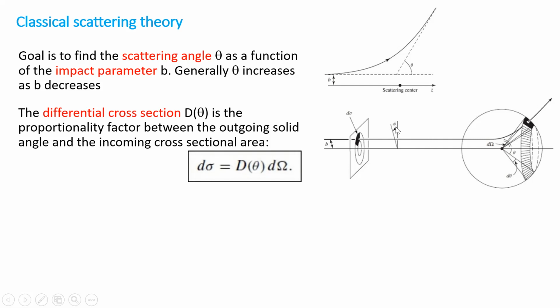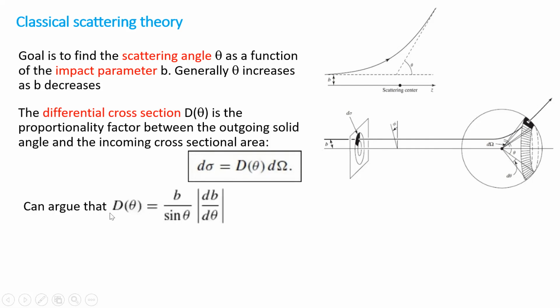It generally doesn't depend on this angle phi, because most scatterers have symmetry around the axis, and so there's no phi dependence in D. Okay, so that's the differential cross section. It's this proportionality factor.